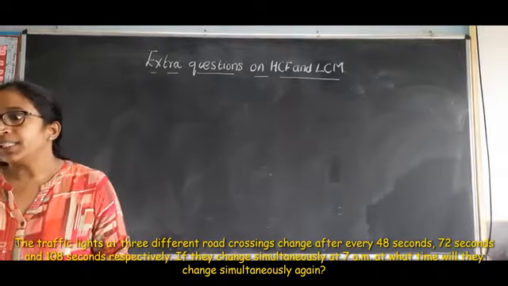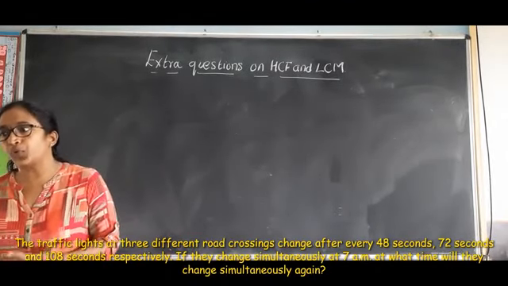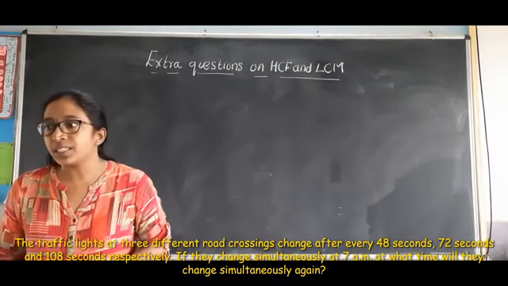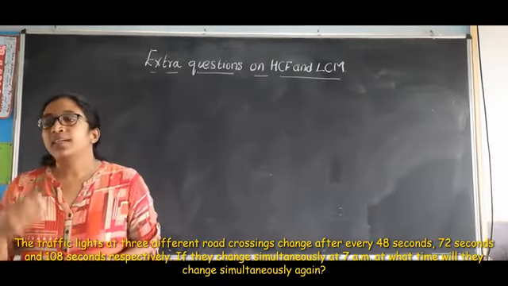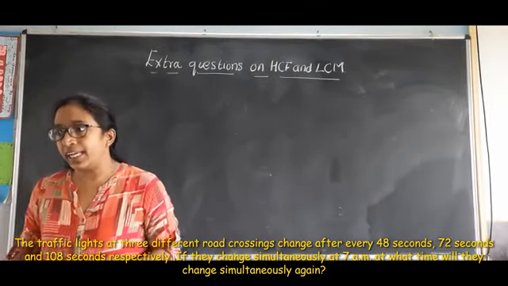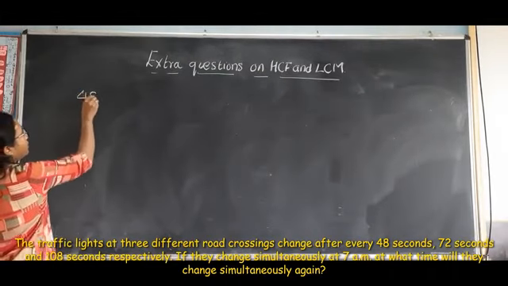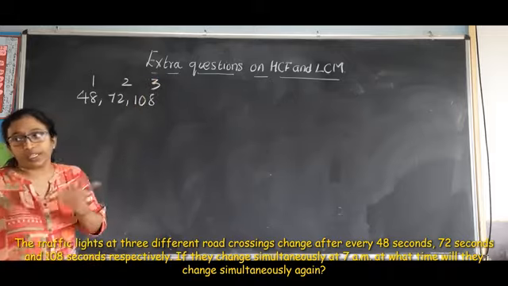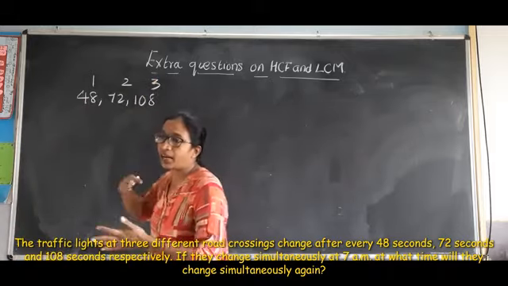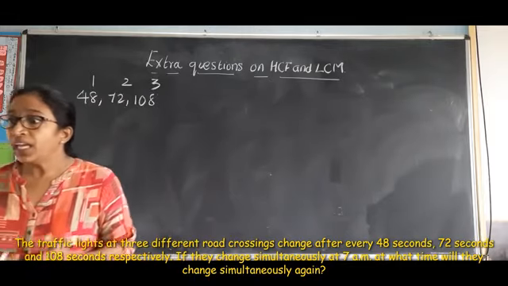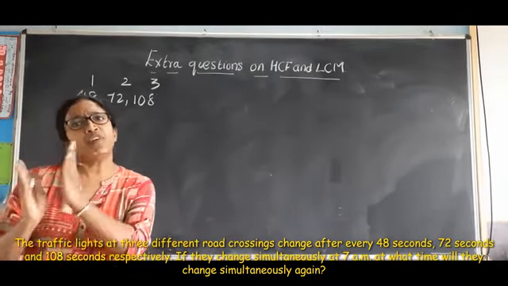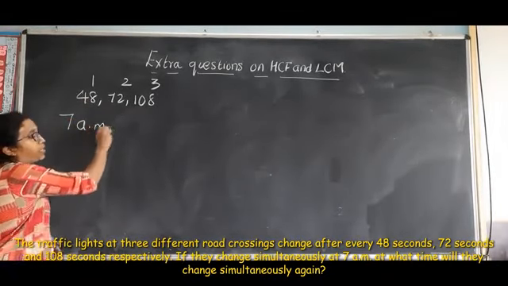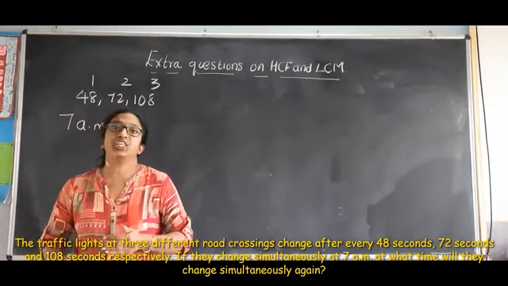The next question is, the traffic lights at 3 different road crossings change after every 48 seconds, 72 seconds and 108 seconds. Let me jot down 48, 72 and 108. So there are 3 traffic signals and they change after 48, 72 and 108 seconds respectively. If they change simultaneously at 7 AM, now they are asking at what time will they change simultaneously again.